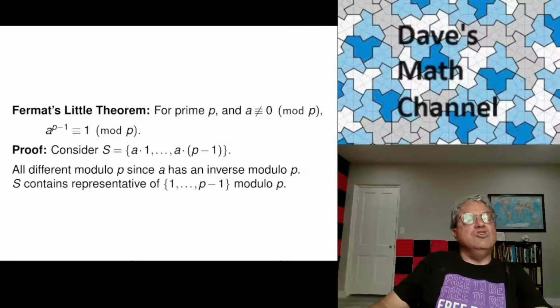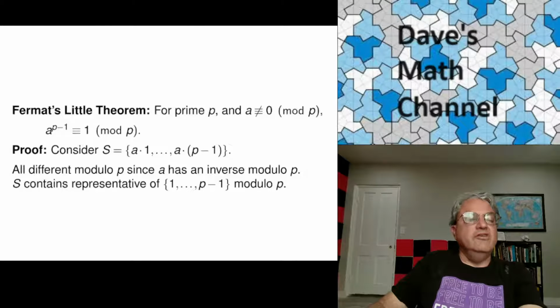They're all different, so that means a has to have an inverse. Because a has an inverse modulo p, this can have a representative of 1. So if a is any arbitrary number in this group, it has an inverse, and that means that this whole set is the same thing as this set. And if you multiply all these numbers together, you get 1. That's another proof.